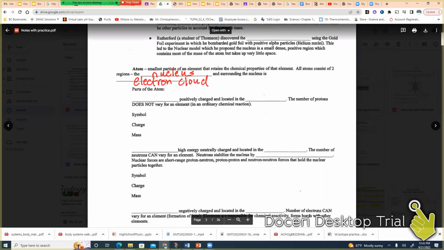All right, so the parts of the atom, first one we're going to talk about is protons. Those are positively charged and they're located in the nucleus. The number of protons does not change. It does not vary unless you're talking about some kind of nuclear reaction. So the number of protons, I'm going to write it like this, which is the atomic number, identifies or IDs the element.